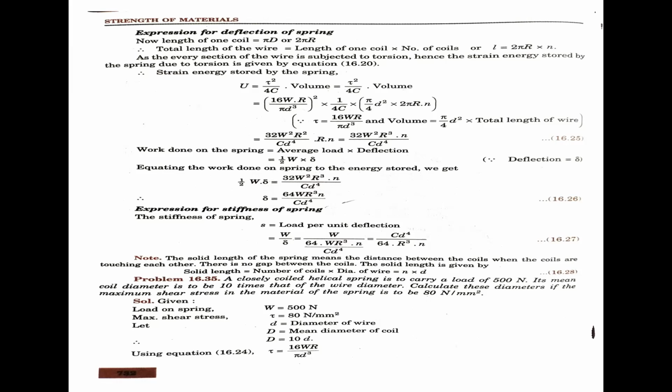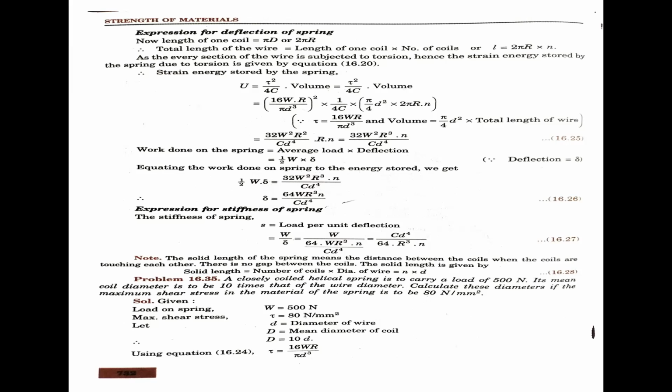A closed coil helical spring is to carry a load of 500 newtons. The coil diameter is to be 10 times that of the wire diameter. Calculate these diameters if the maximum shear stress in the material of the spring is to be 80 newton per mm square.